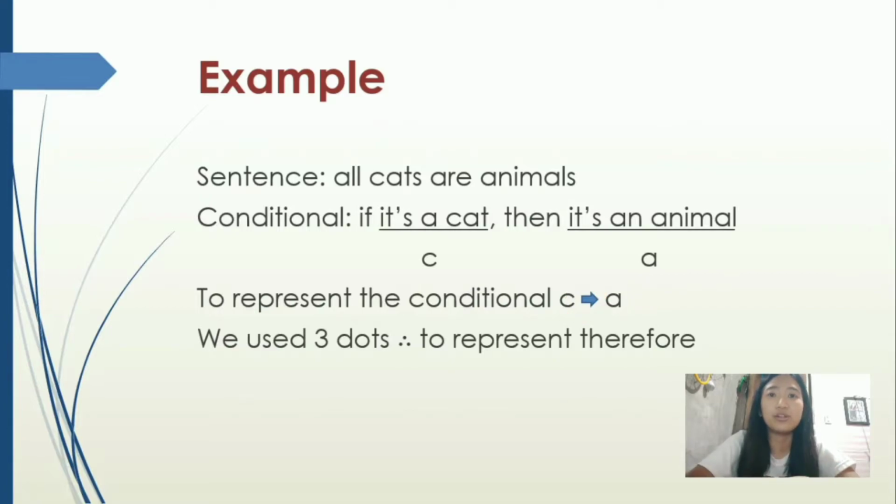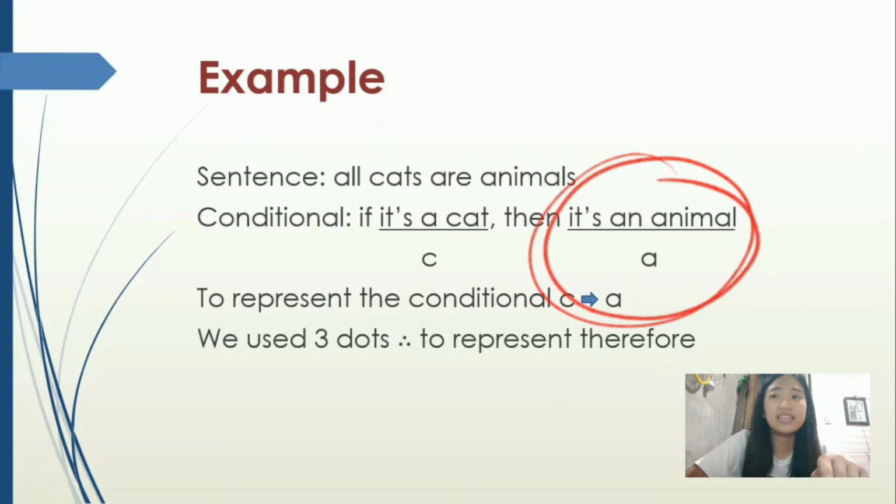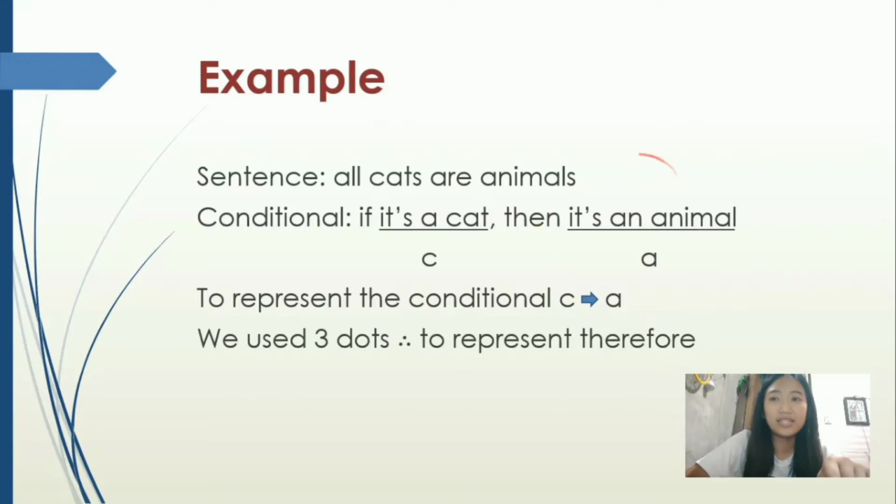Say for example, C is it's a cat. And then A, it's an animal. In symbolic, C arrow A. We use 3 dots to represent the word therefore.